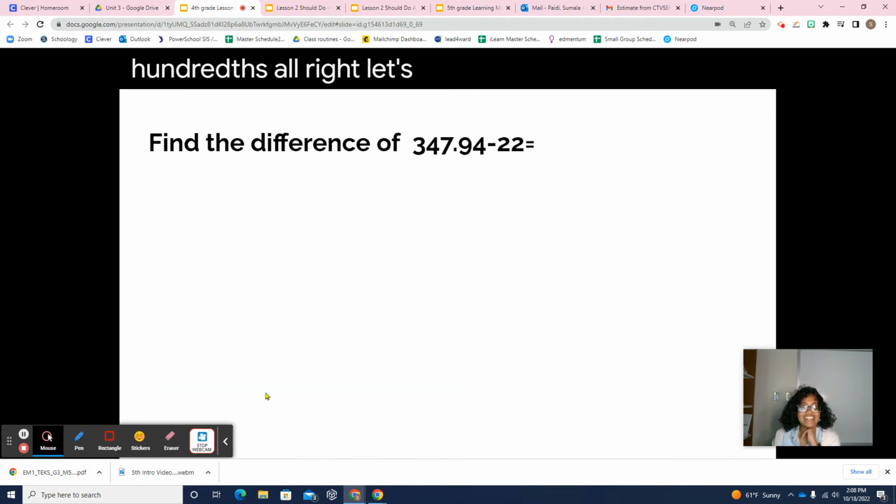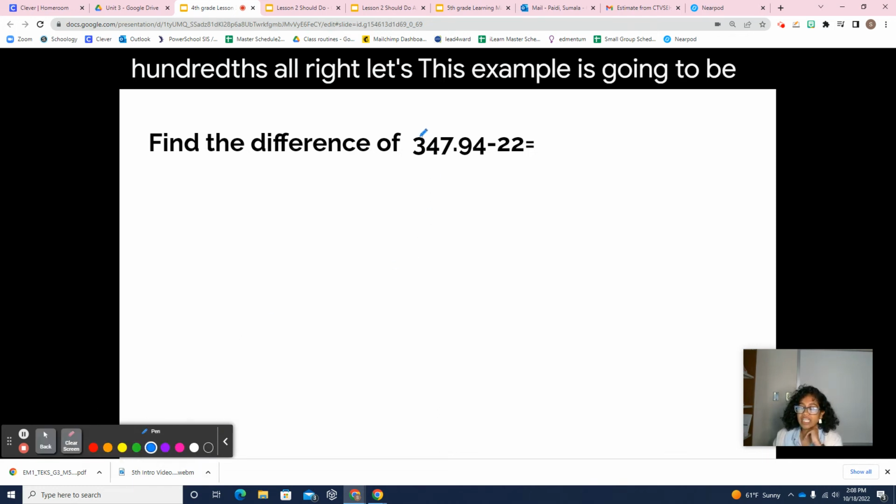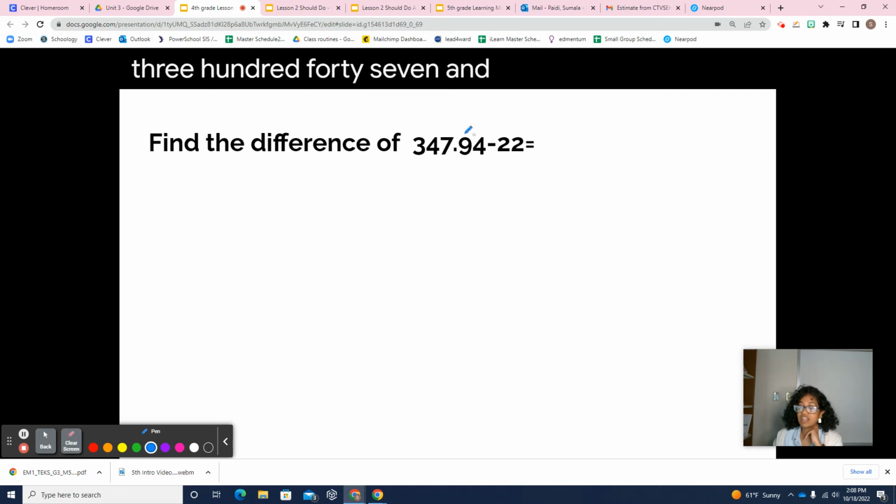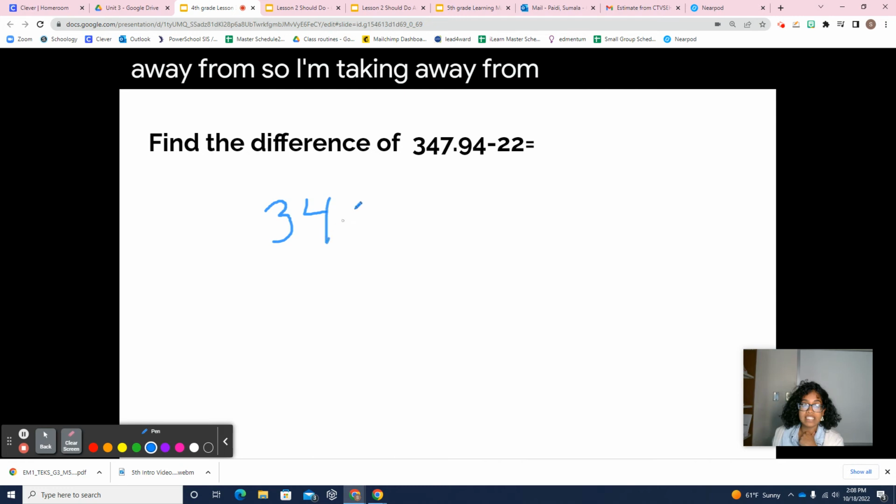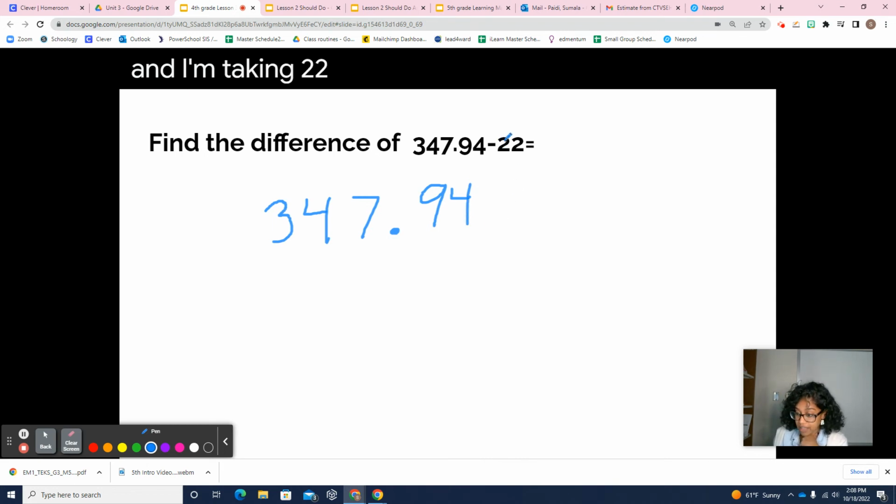So our next example is going to be 347 and 94 hundredths minus 22. So what I'm going to go ahead and do is I'm not going to do my place value chart for this. I'm going to go ahead and just write it as is. So I'm going to first write my number that I'm taking away from. So I'm taking away from 347 and 94 hundredths, and I'm taking 22 away from there.